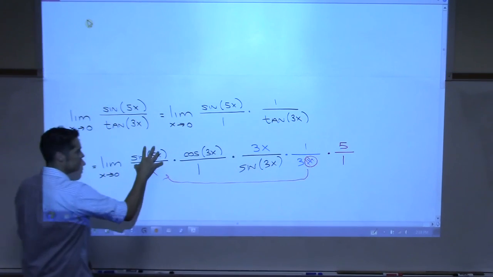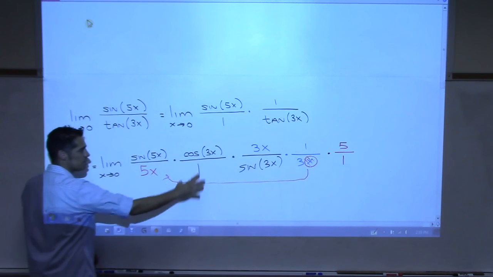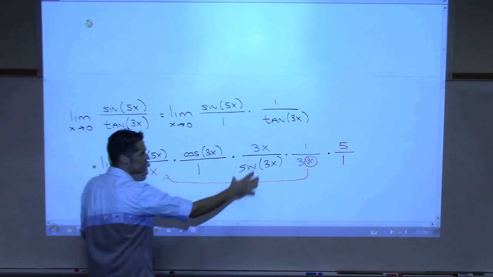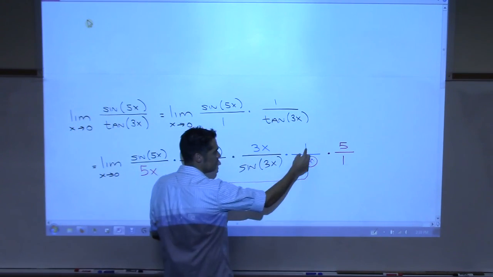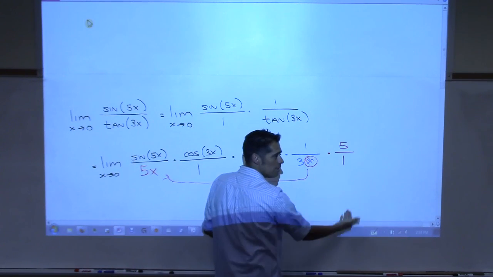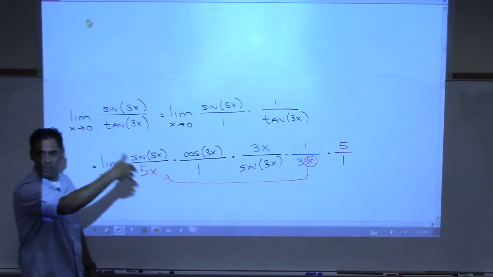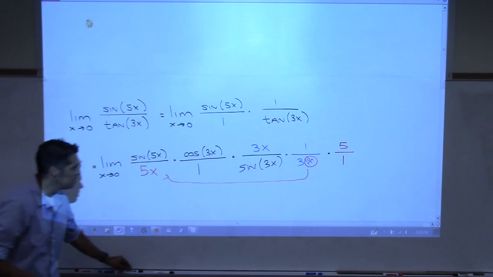What does this go to? 1. What does this go to? 1. What does this go to? 1. What does this go to? 1/3. What does this go to? 5. So we have 1 times 1 times 1 times 1/3 times 5. The answer is 5/3.